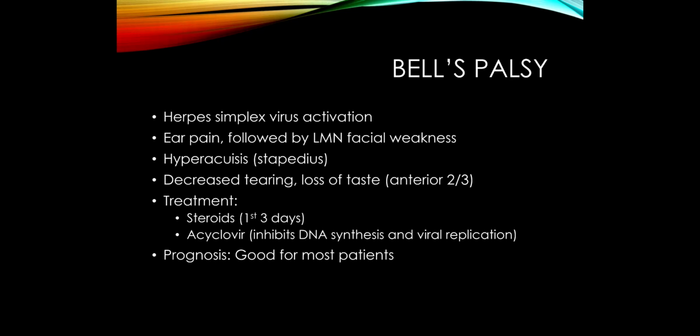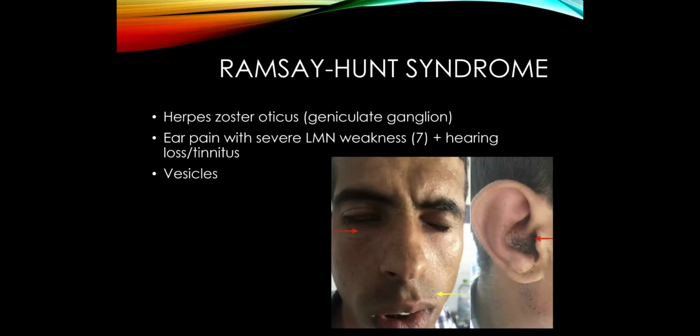If you see someone with Bell's palsy within the first 3 days, we give them steroids, which are clinically proven to shorten the duration of the facial weakness and to have a better overall recovery. We don't have evidence that it's helpful if it's given after that. The use of acyclovir, which inhibits DNA synthesis and thus viral replication, we really don't have good evidence for using, but you will see that it is frequently used despite a really good clinically controlled trial that showed benefit from steroids and not from acyclovir. Prognosis is generally very good for Bell's palsy.